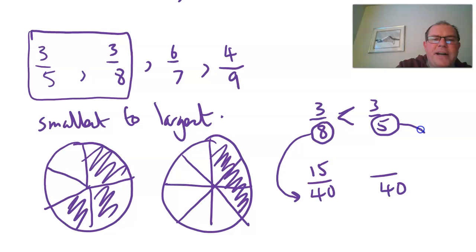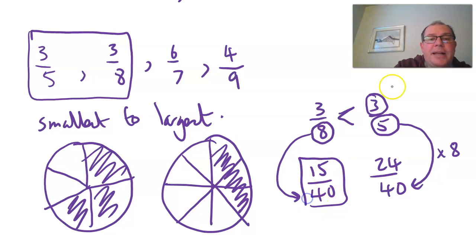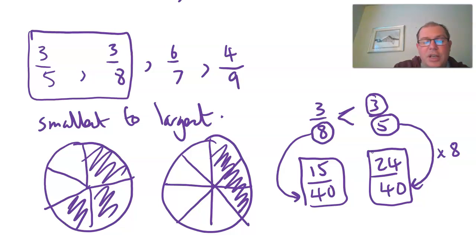What do I multiply 5 by to get 40? I multiply by 8. So I have to multiply the top by 8 as well, and I get 24/40. So 3/8 is identical to 15/40, and 3/5 is identical to 24/40 using equivalent fractions. Now, it's really obvious that 15/40 is a lot smaller than 24/40. So that's how to do it with equivalent fractions.